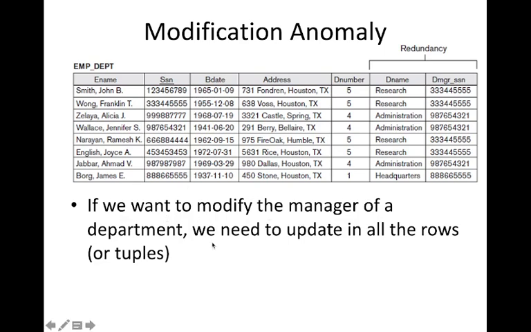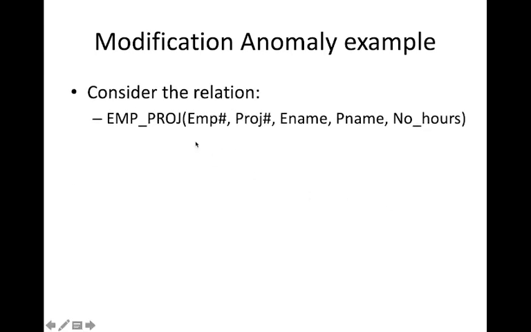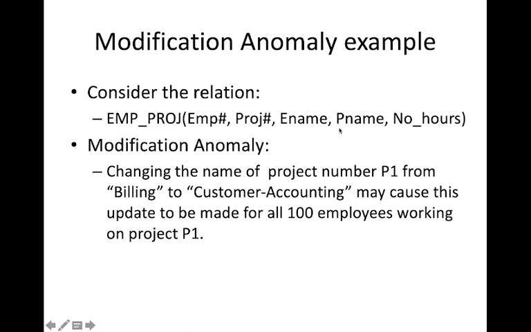So if you want to modify the manager of a department, we need to update all the rows, all the tuples. All the tuples should be modified. So we'll see another example. We have already seen this example: EMP_PROJ, employee number, project number, e name, p name, number of hours. In this modification anomaly, if you want to change the name of project number 1, P1, from billing to customer accounting, it may cause this update to be made for 100 employees working on project 1. If 100 employees are working on this P1, and we try to change this project name from billing to customer accounting, then the 100 rows, or the 100 tuples, need to be updated.